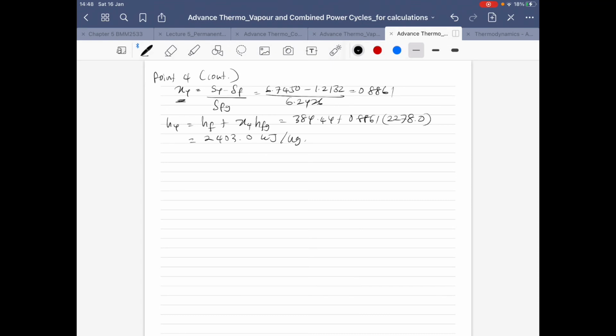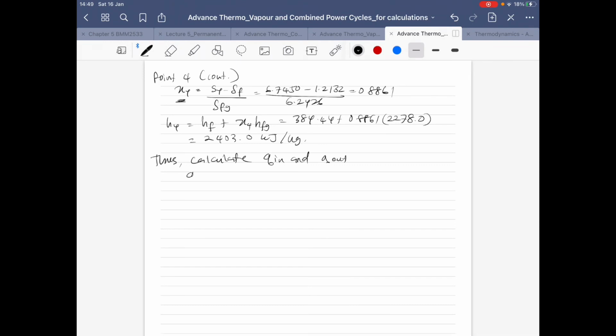Have we solved the problem? Not yet. So by knowing all the enthalpy at different points, then we can calculate for the enthalpy overall. We calculate Q, the heat in and the heat out. So heat in and heat out, Q in and Q out.